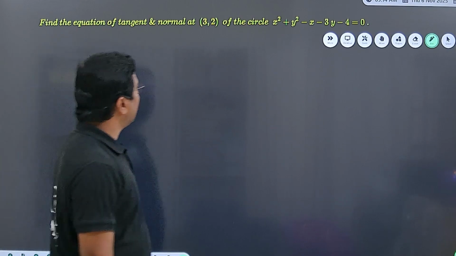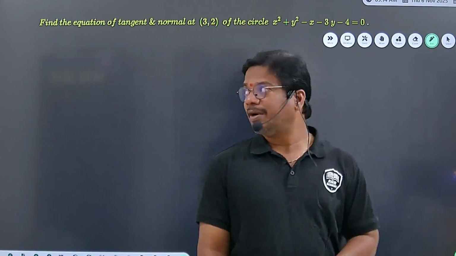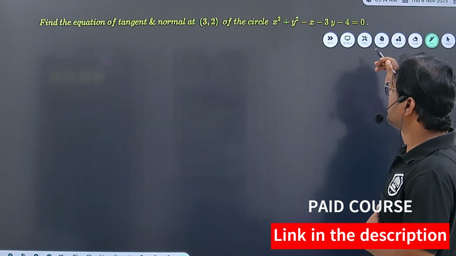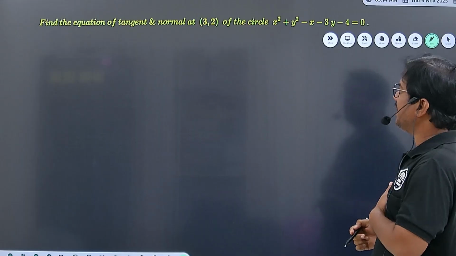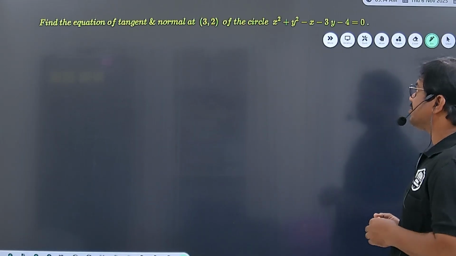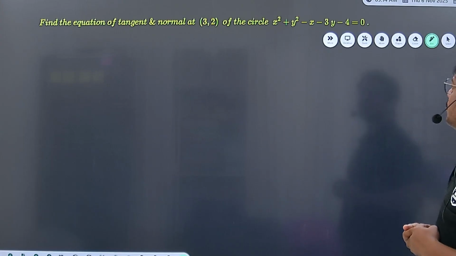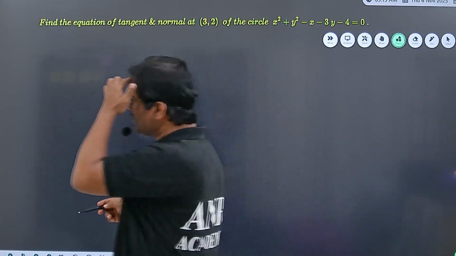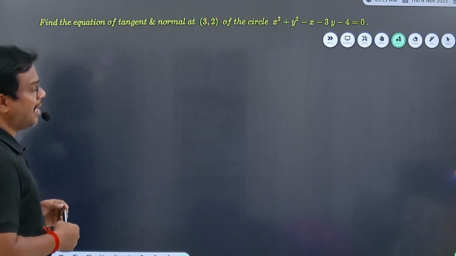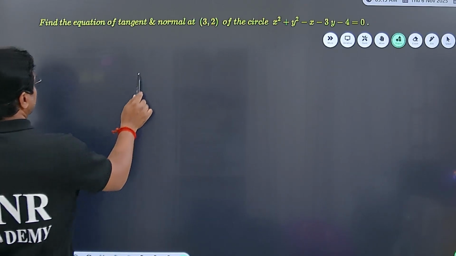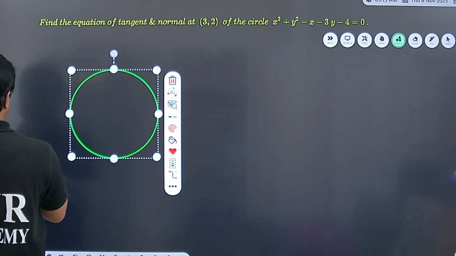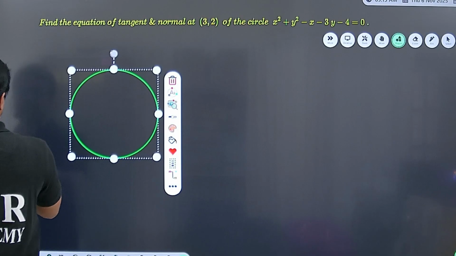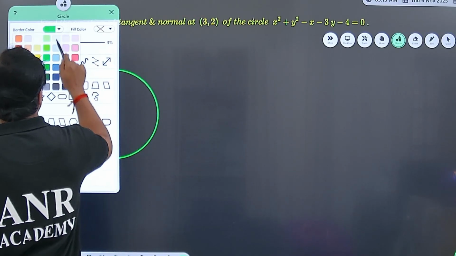Find the equation of tangent and normal at 3, 2 of the circle x square plus y square minus x minus 3y minus 4 equal to 0. Equation of tangent and equation of normal at 3, 2 on the circle, that is, this is the circle, and it is required to find tangent as well as normal.